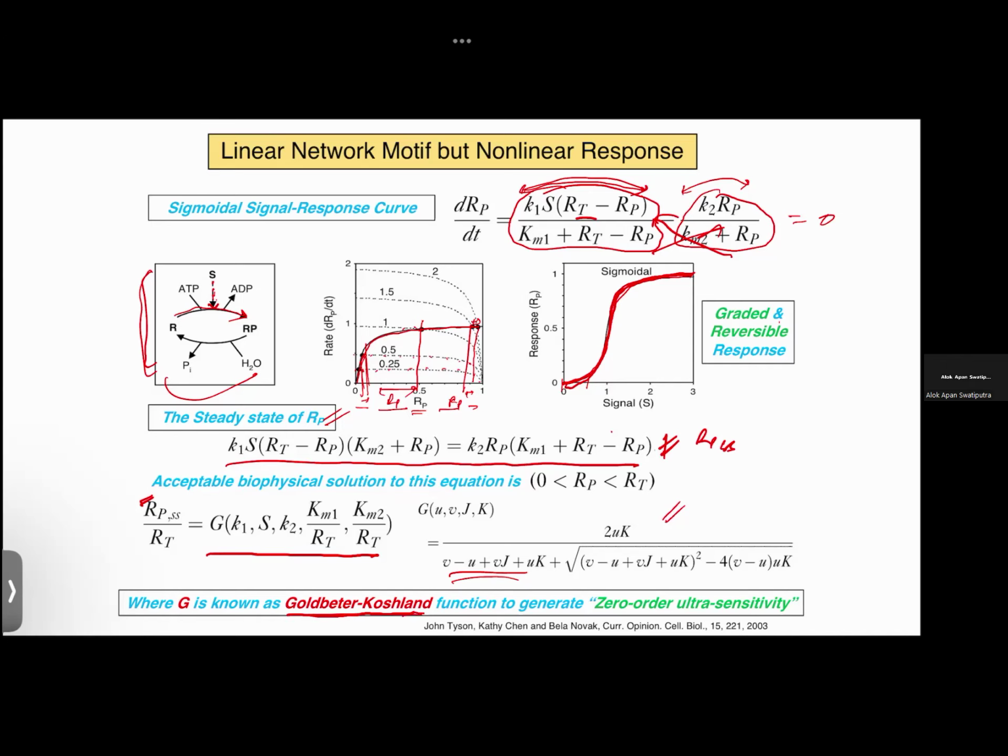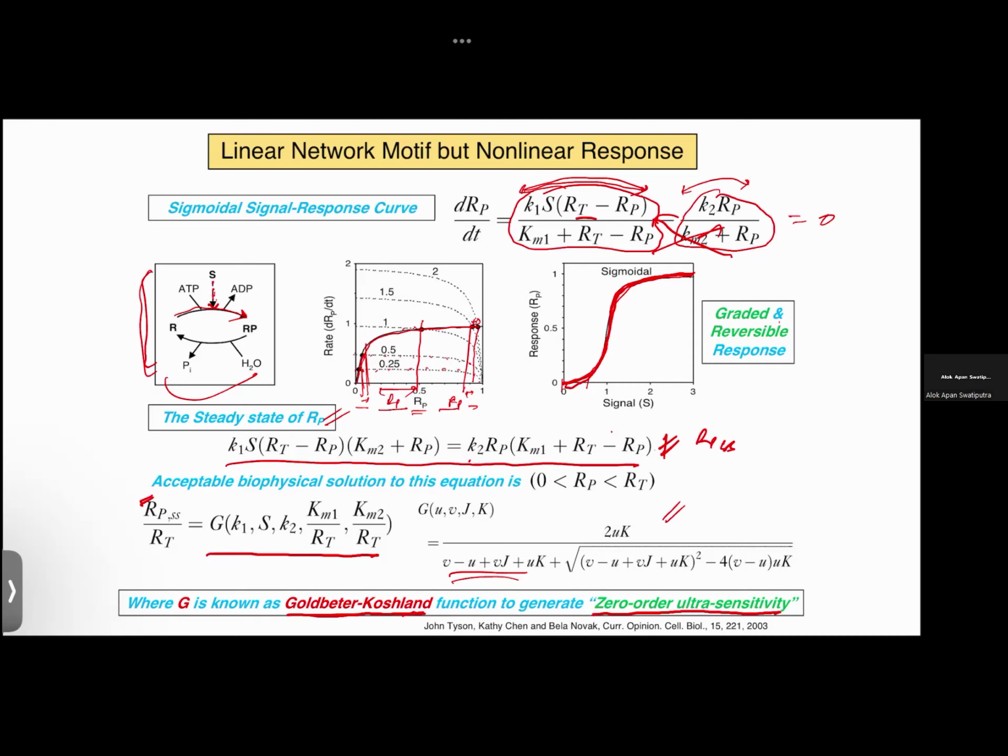This is a famous paper by Goldberg and Koshland, and they solve this problem. But for our purpose, let us assume that once you solve it, you should get a sigmoidal behavior of R with respect to S. And this Goldbeter-Koshland function generates something called a zero-order ultrasensitivity.